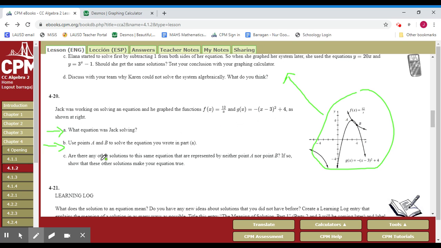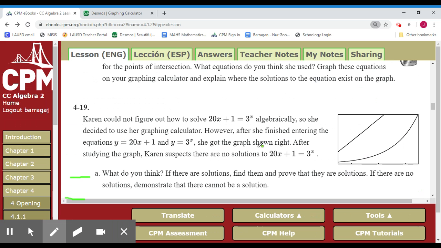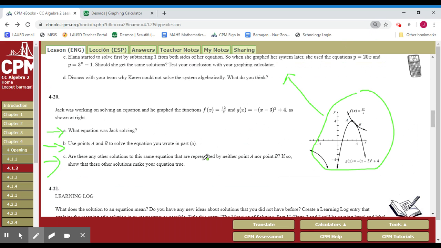Now let's look at part C, and it says, are there any other solutions to this equation that are represented by neither part A nor part B? So are there any other solutions here that are represented by neither A or B? Answer those questions, okay? So there are the three different questions, you guys.